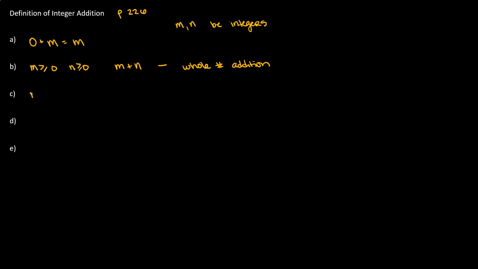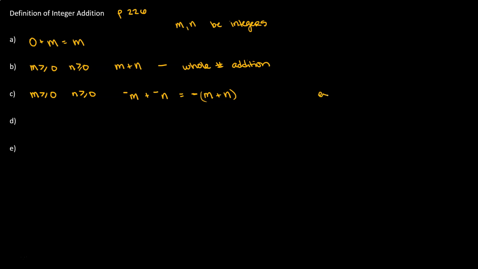For part C, we're told that m is greater than or equal to 0, as well as n. But then we're shown the opposite of m plus the opposite of n. So these are the negative integers. M and n originally are positive integers, both greater than or equal to 0, but we're looking at the operation using the opposites of these. So we're adding negative integers here. This part of the definition says that we can add m and n as if they were positive integers, and then just take the opposite of their sum.